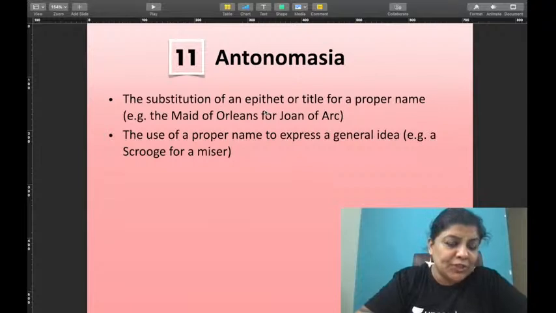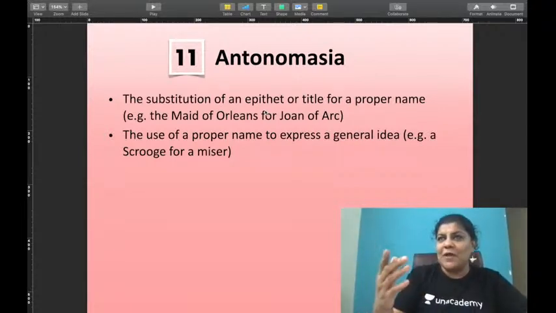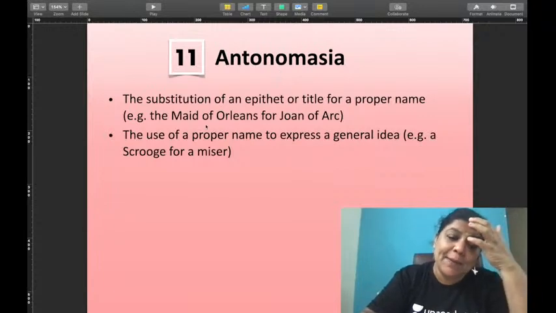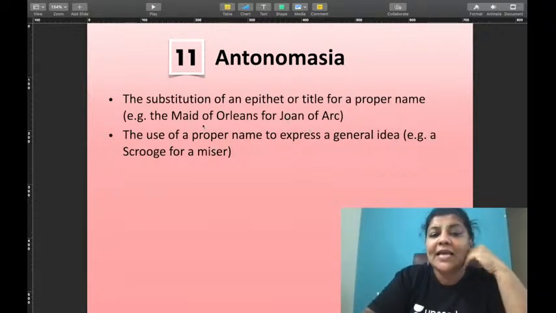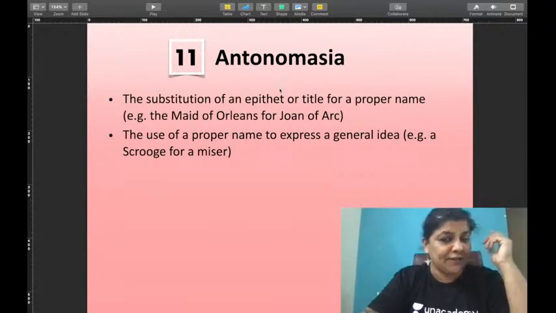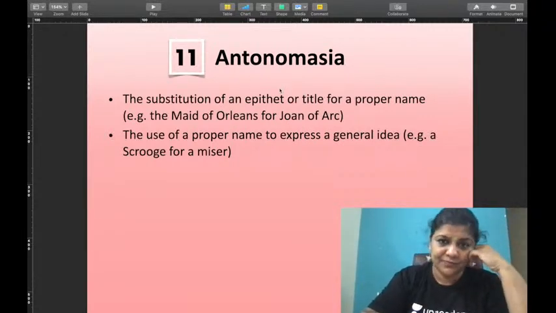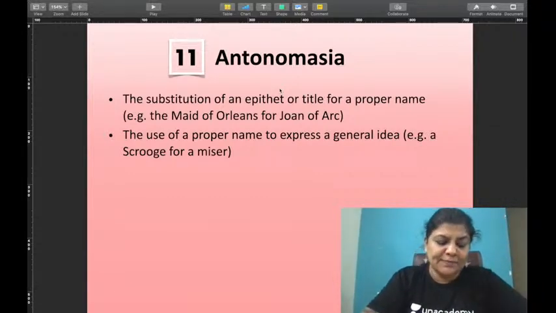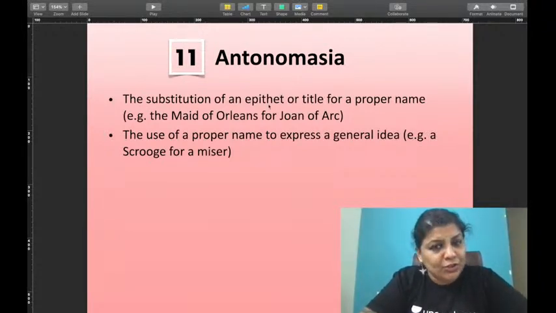Now, antonomasia. Antonomasia is the substitution. This is very easy. Dryden said, Shakespeare was the Homer or father of our dramatic poets. No, that is not antonomasia. This is epithet. Epithet means instead of Joan of Arc, you say Maid of Orleans. Instead of Shakespeare, you say Bard of Avon. The Bard of Avon wrote all his major plays in the Jacobean period. If you say that, that is antonomasia: substitution of an epithet or title for a proper name.